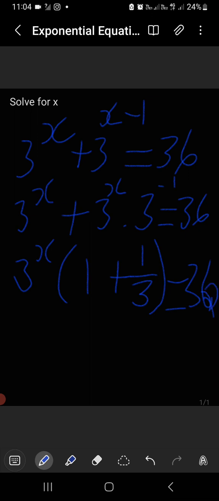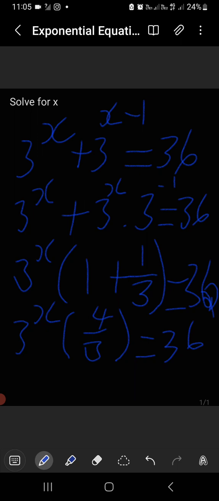So that's the second step. So the third step, what do we do? Simplify the bracket. We have 3 to the power of x there. So what is 1 plus 1 over 3? Let's use our calculator, or we can do it mentally. Our LCD will be 3. So by using the cross method, we can have 4 over 3 here, which equals 36.